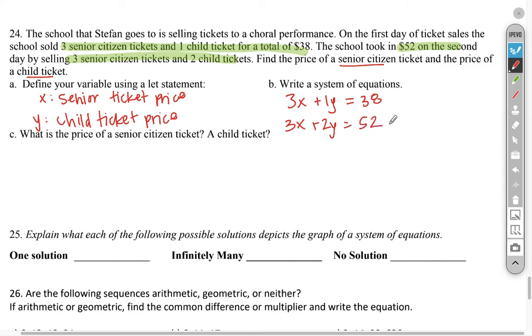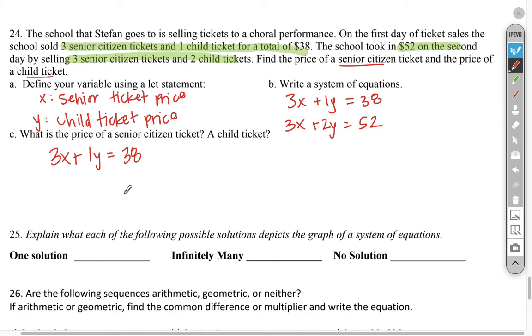Right? And you can solve this whatever way you want. I notice we have 3x in both, so I can easily make one of these negative by multiplying by -1. So I'm going to bring the first one down the way it is. 3x plus 1y equals 38. You don't have to keep the 1 there.